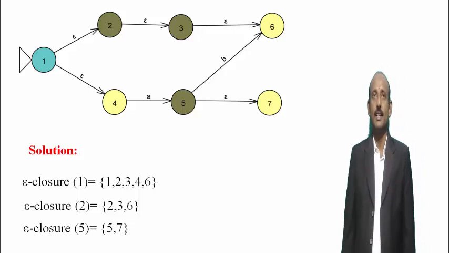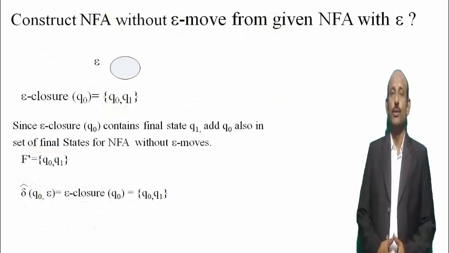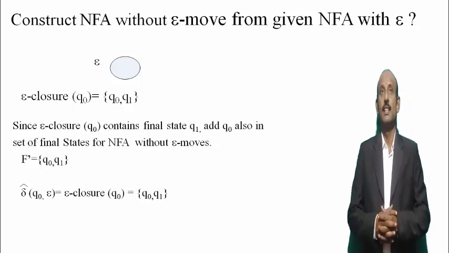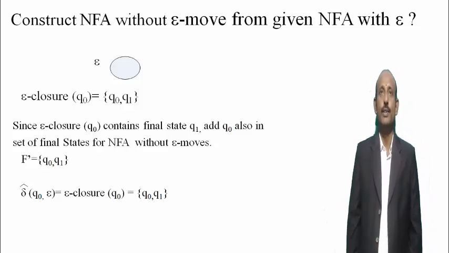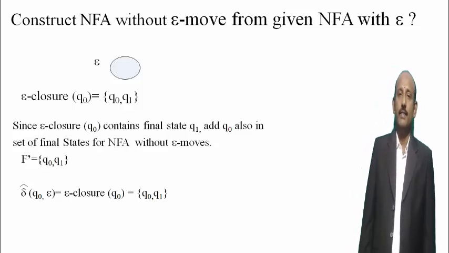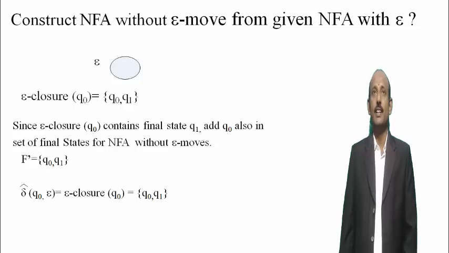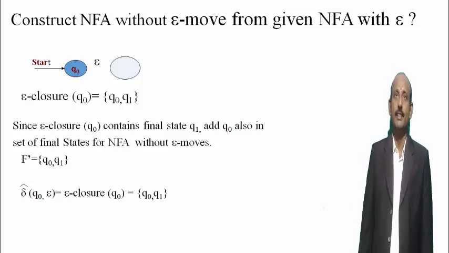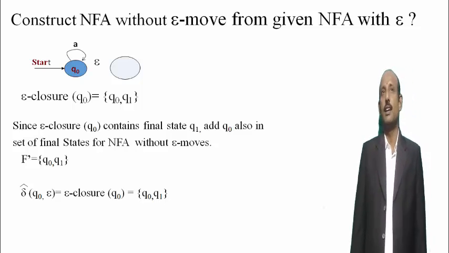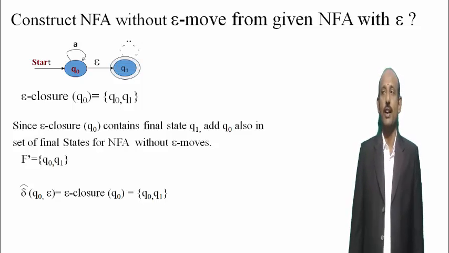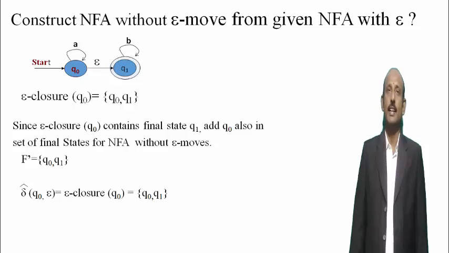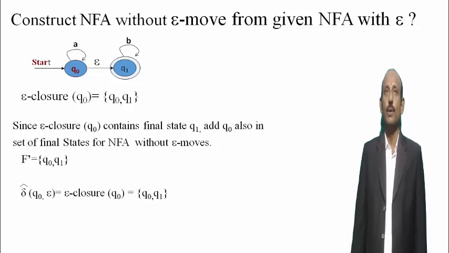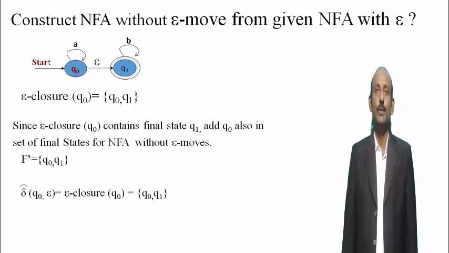Now we can go for constructing the NFA without epsilon moves from the given NFA with epsilon. So in this stage we see this diagram, this finite state machine. Q0 is the starting state, where this starting state has the input A and the epsilon transition, and the state Q1 is the accepting state, which reads the input B.